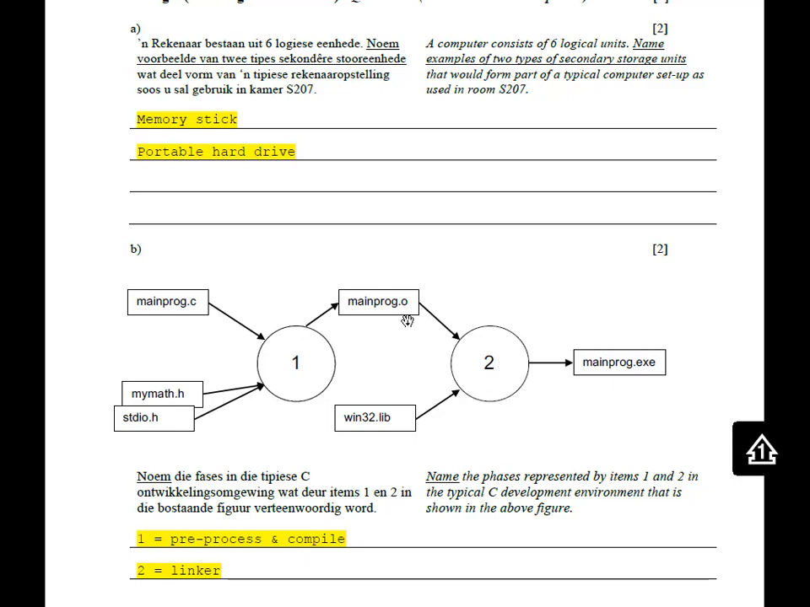Then what process in number 2 takes all of these object files and libraries and converts them into a single executable? Well, that's the linker. Okay, and all of this forms part of the compiler.